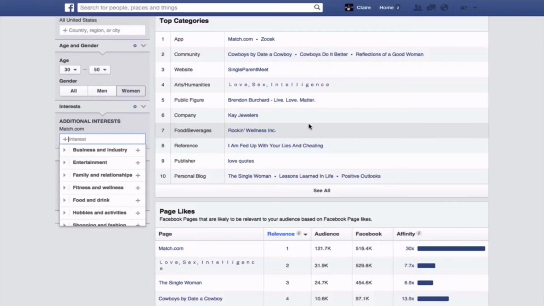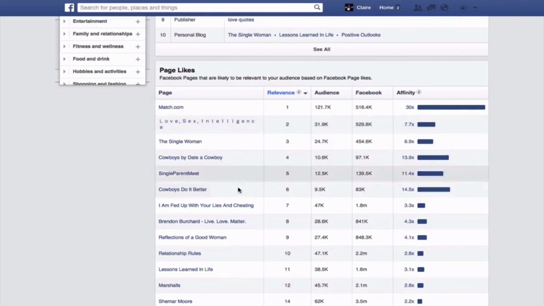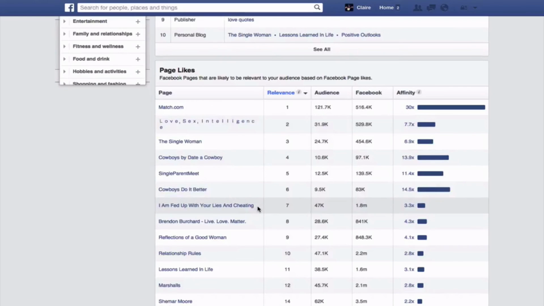So what I was able to do is take some of these non-traditional interests. I think one of them was "I am fed up with your lies and cheating." I had never heard of that page. But since I could take something like that and filter out a lot of people by relationship status, I'm only looking for single people. The same thing with the jewelers. I was able to show these ads to people who are interested in getting married but are still single, because they have put on their Facebook page that they're single. So this is a great way to try out non-traditional or out-of-the-box interests, but also use other demographics to keep it laser focused on the right people to see your ads.